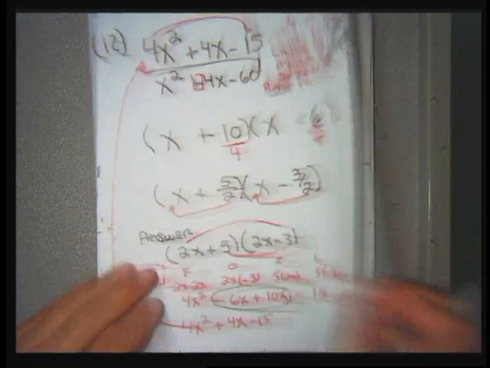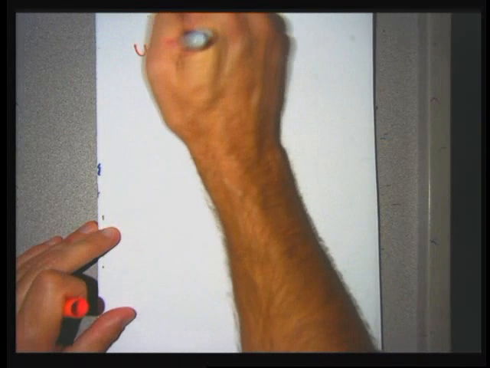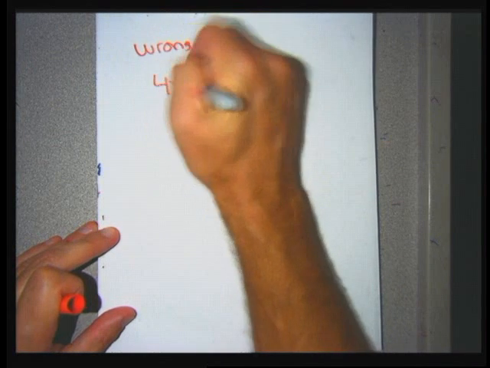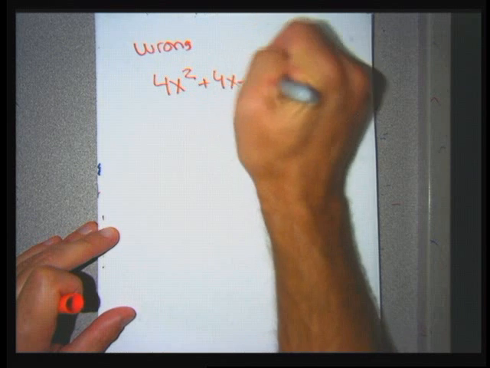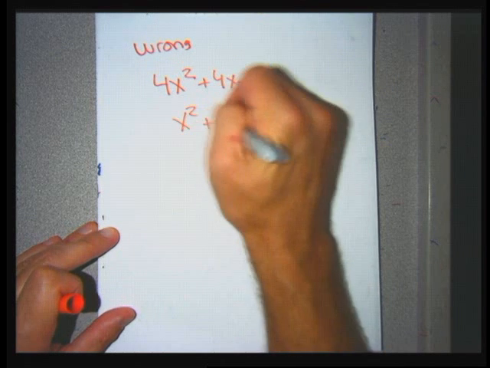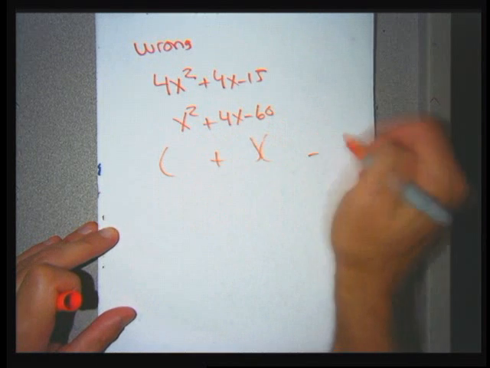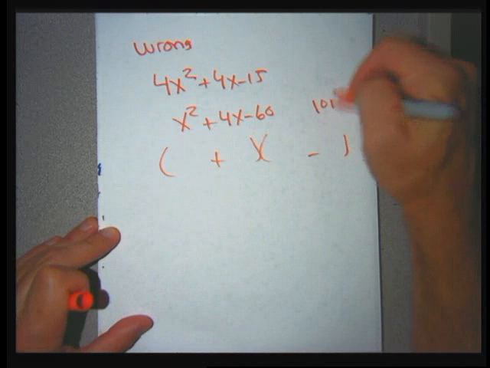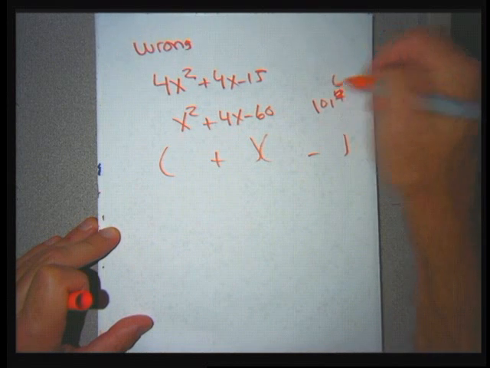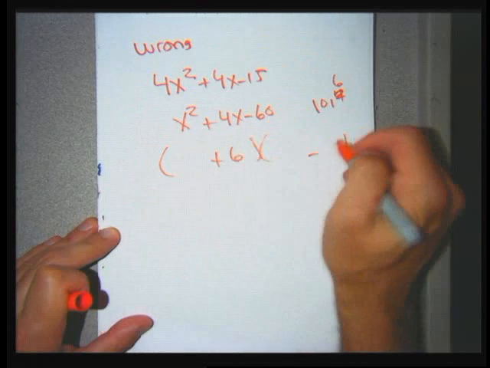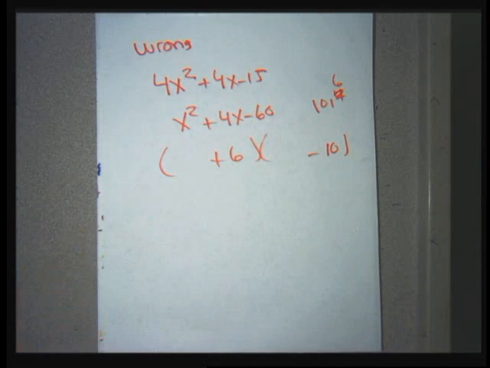So I'll show you what would happen. This would be a common mistake. When you're dealing with parentheses that have opposite signs, this would be a common error. This is going to be wrong. If you started off, you did 4x squared plus 4x minus 15, and then you did your bottoms up, and you knew the signs had to be plus and minus, and you knew that the last had to be 10 and 6. If you put the 6 with the plus and the 10 with the minus, bad things are going to happen. Your answer is not going to check properly.